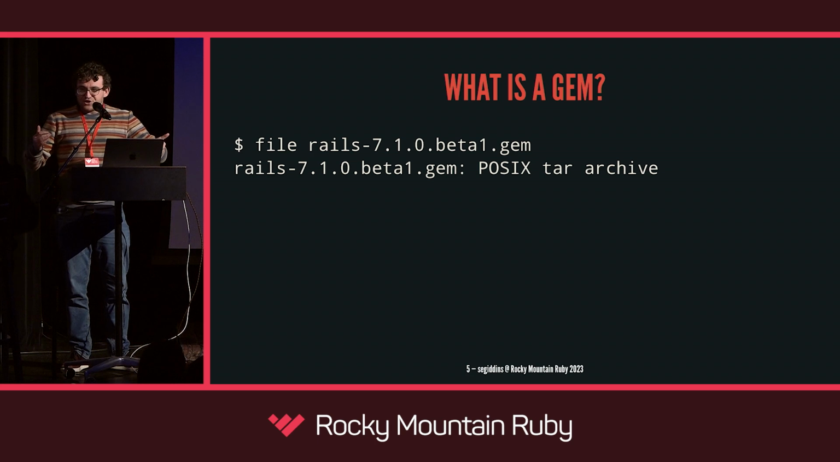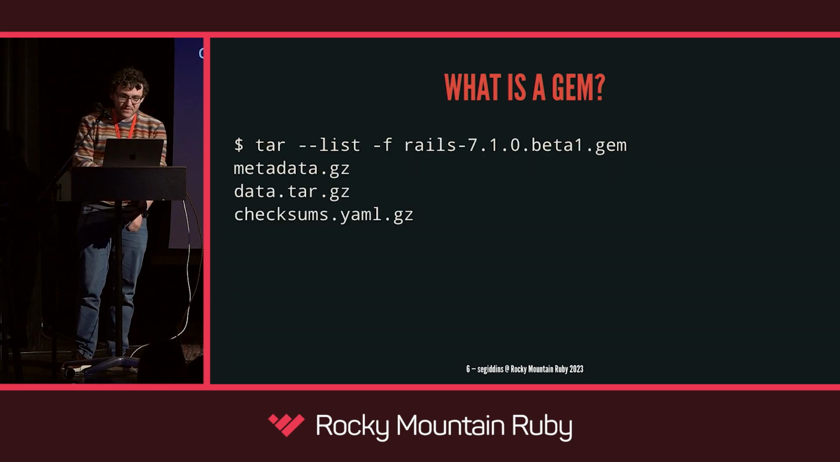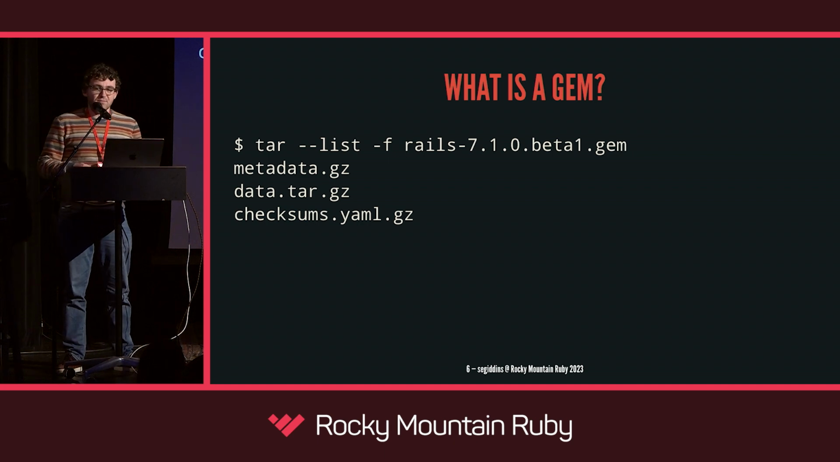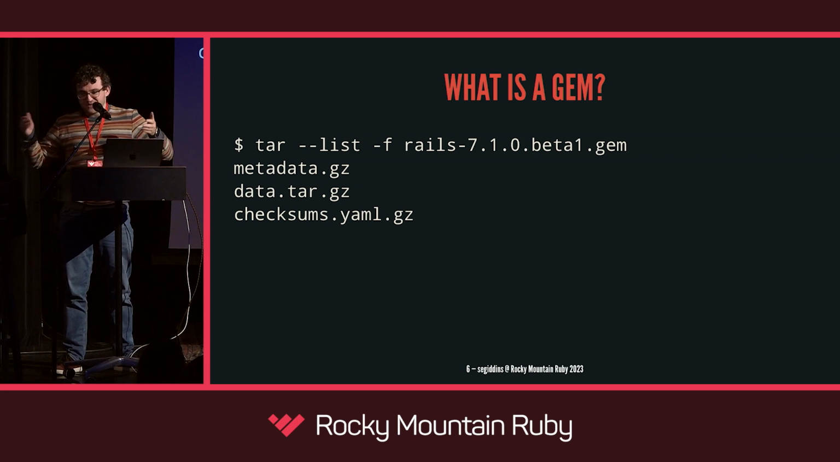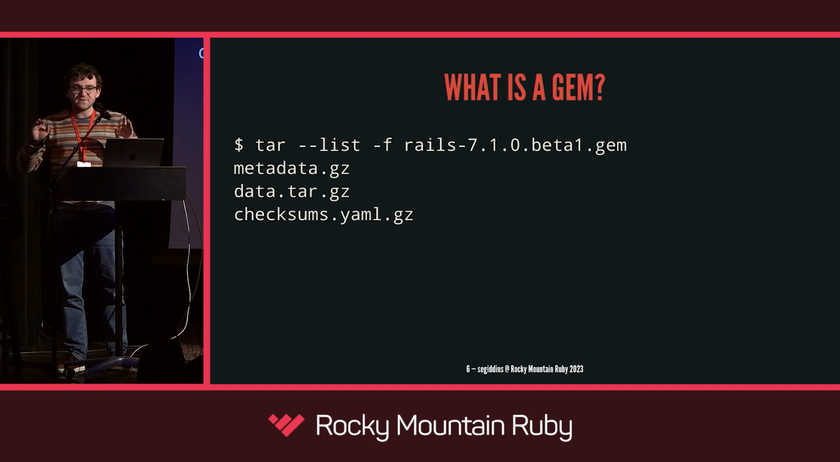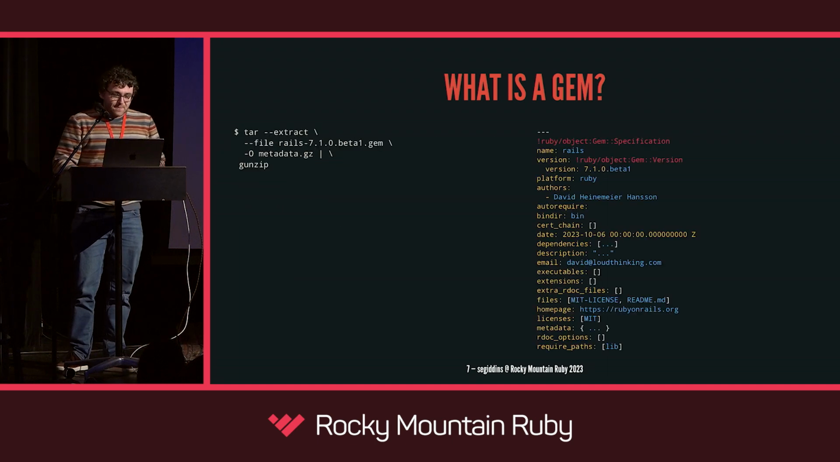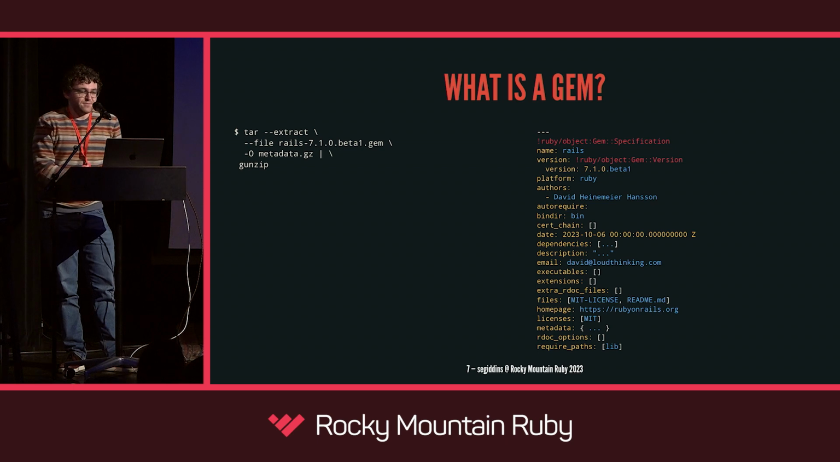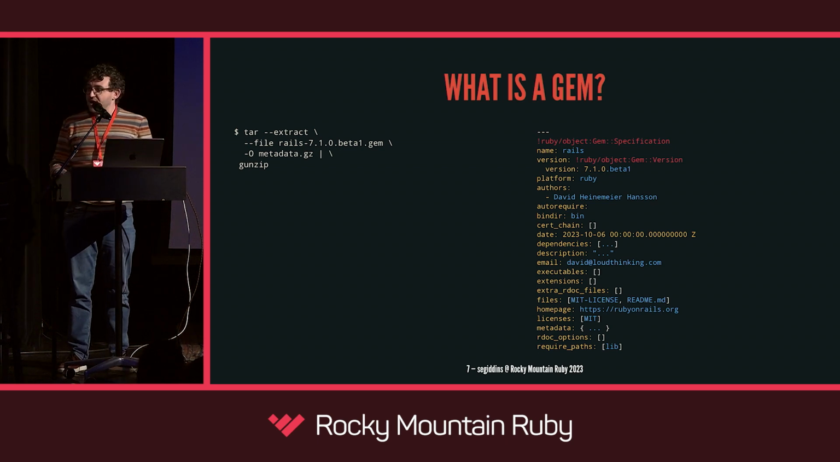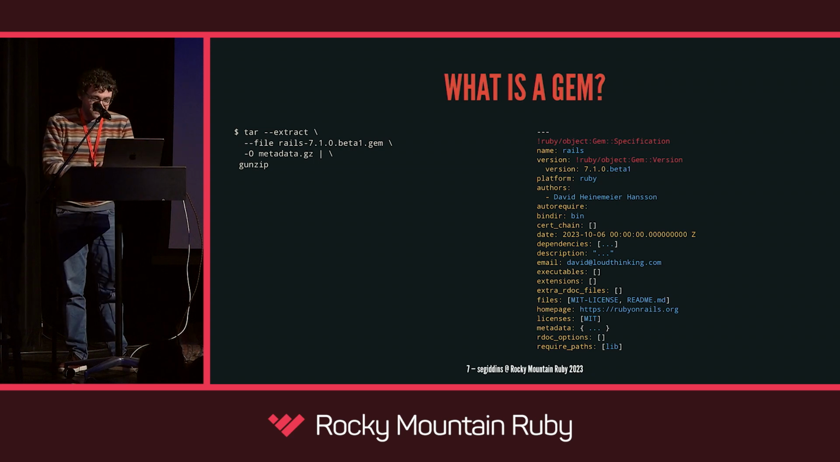What's in that .gem that gets built? Well, it's a tarball. And if we list that tarball, we can see it's got 3 files in it. It's got a metadata gzip, it's got a data tar.gz, and it's got checksums.gz. So yeah, it's gzips all the way down. So, okay, what's in that metadata file? If we extract it and unzip it, it's YAML, everyone's favorite.